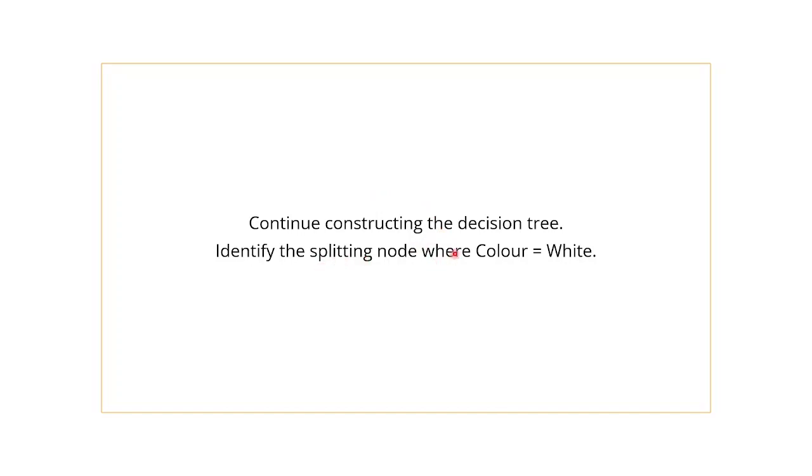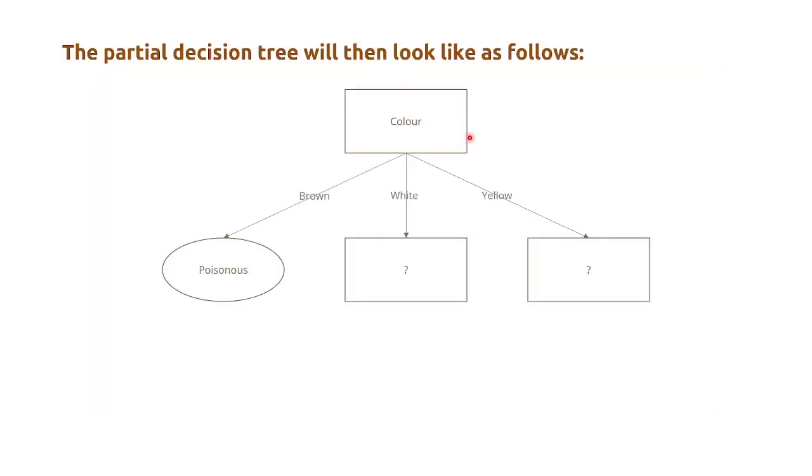Let us try to continue constructing the decision tree. Identify the splitting node where color is white. Okay? So again, naka-decide naman ta nga kung ang color kay white, diri siya mo padulong, di ba? So we have to identify kung ano sa atong splitting nga node dire.